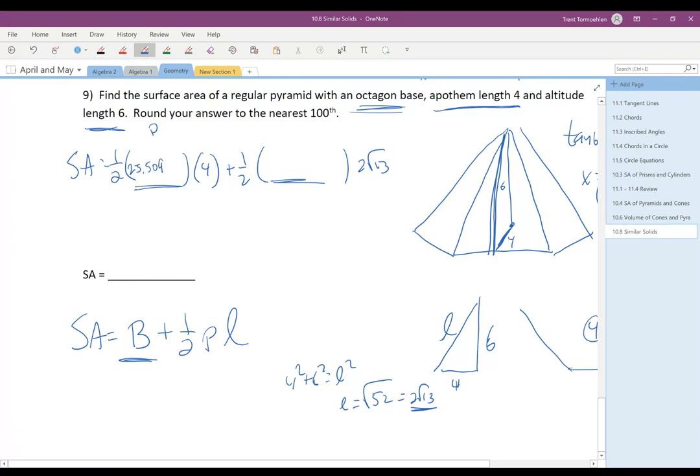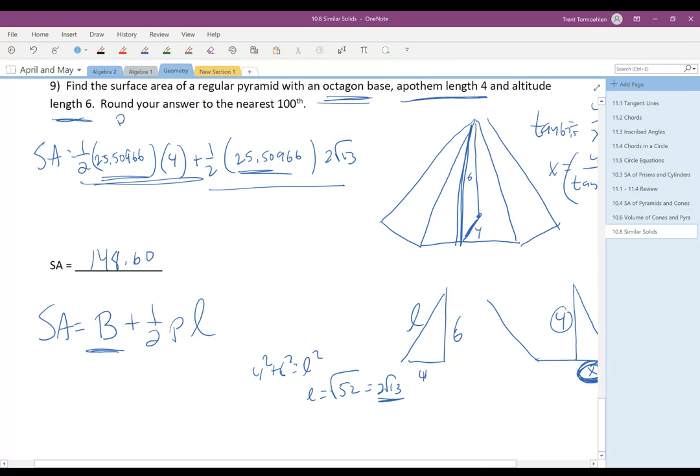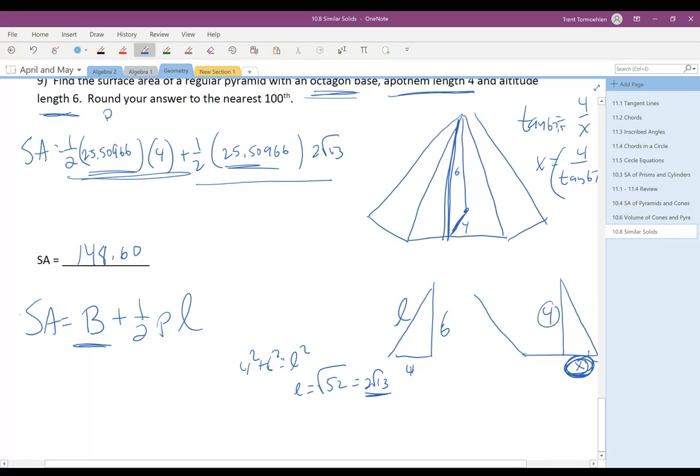Make sure you put enough decimal places here so it doesn't get messed up. 26.50966, that should be plenty. And now I can go through and just calculate everything else. And so just multiply that out and then multiply this out. And I get 148.606 as my surface area for this regular pyramid with octagon base. Again, know your formula and then figure out what pieces you need, and everything else is stuff that we've studied before.